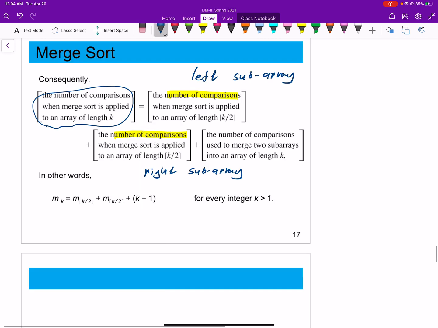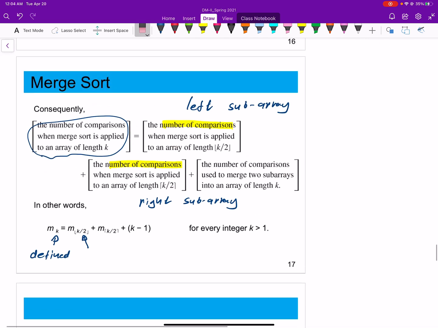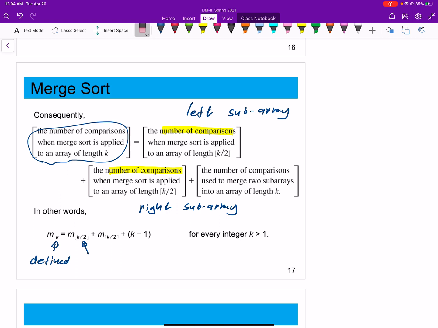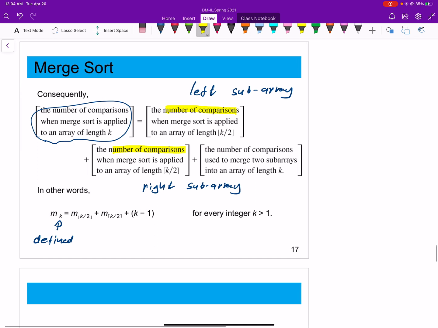We have defined that to be m k. This is actually from the previous exercise. The number of comparisons when merge sort is applied to an array of length k over 2, and then this is again the next sub-array, same amount, but it is the ceiling function. You can recognize the difference. Keep your eye here: this is the floor function, this is the ceiling function. So that's for both sub-arrays.